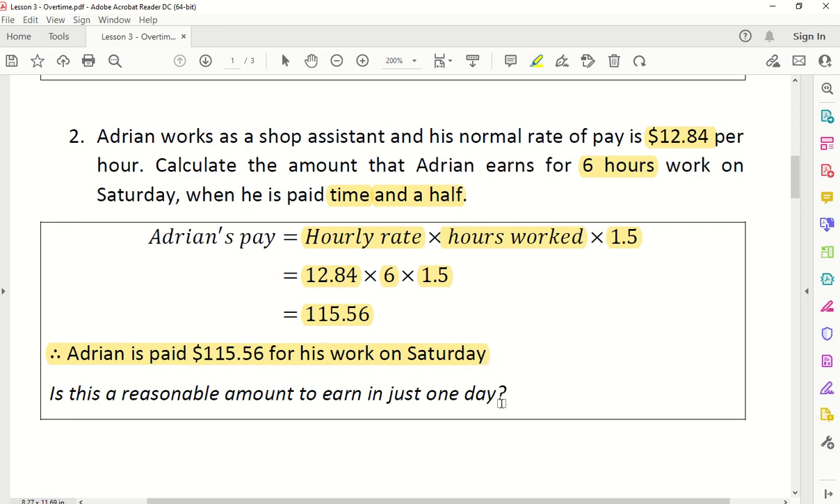Before I move on to the others, and again, you should be doing this for every single money question: is this a reasonable amount to earn in just one day? Does that seem like an amount you could earn in just one day? $115.56? Yeah, that is reasonable.